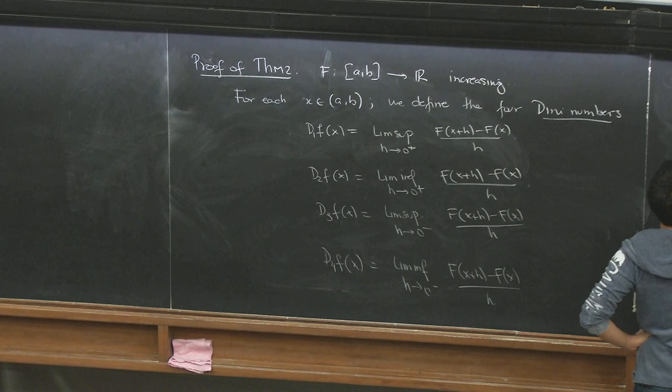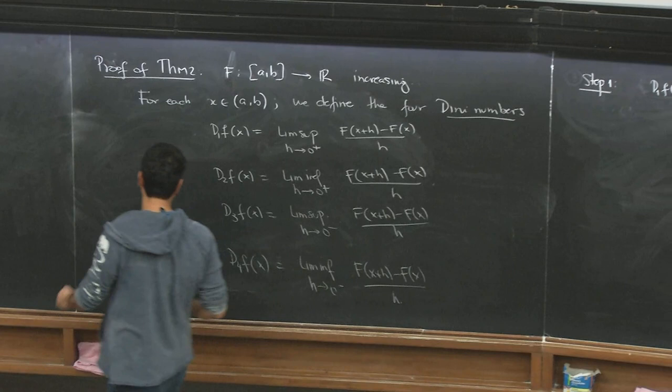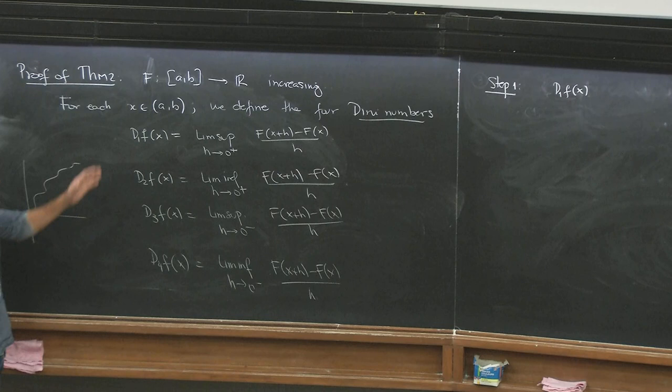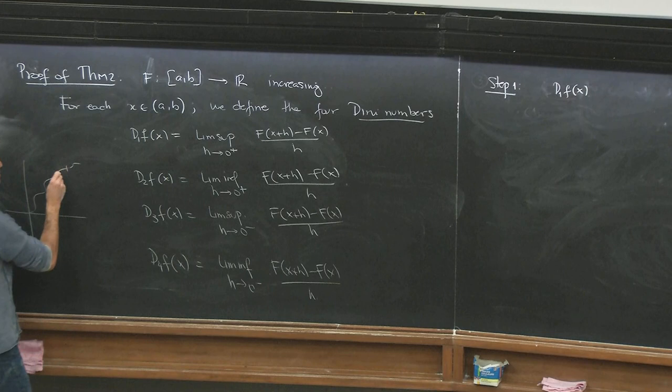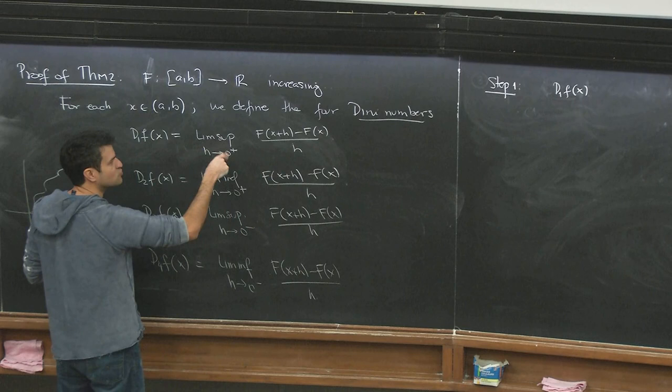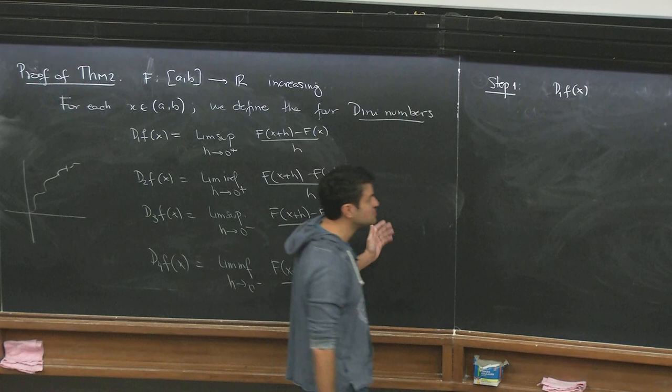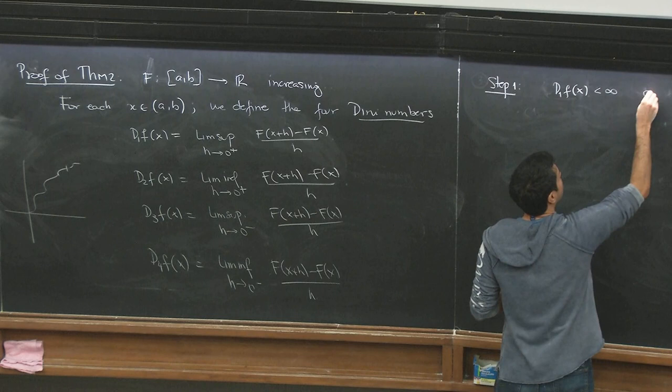Because my function is increasing, all of these numbers are non-negative. If you're taking the difference coming from the right, this number is bigger or equal than this, so this is a non-negative number. Lim sup of non-negative things is non-negative. Lim inf of non-negative things is non-negative. If you're coming from the left, this number is less than this, but you're dividing by a negative quantity, so this reverts. So all of these are non-negative. So this thing here is finite almost everywhere.